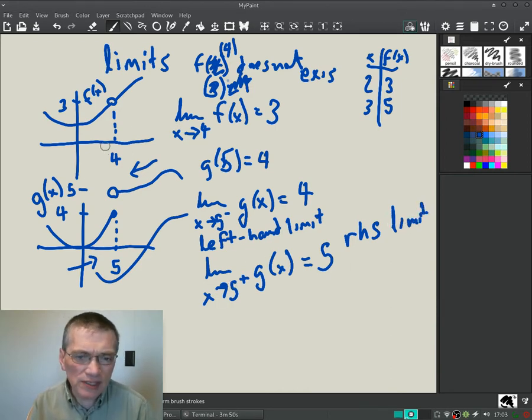Now, for a limit to exist at a point, the left-hand side and the right-hand side limit have to be the same. So here we say the limit as x goes to 5, without a plus or minus, of g of x does not exist.